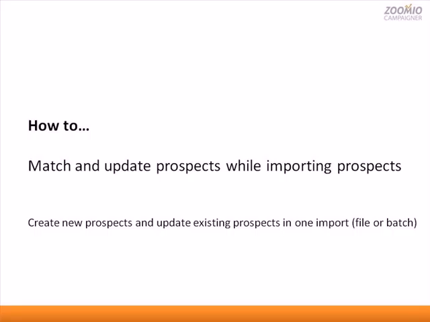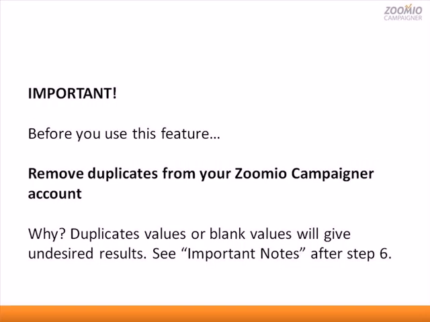In this tutorial, you'll learn how to update existing prospects using a match key, such as each prospect's email address. Before using this feature, be sure to remove the duplicates from your Zoomio Campaigner account if they exist. For example, if you're going to use the field email address 1 as your field to do matching and updating, be sure that each prospect contains a unique email address.